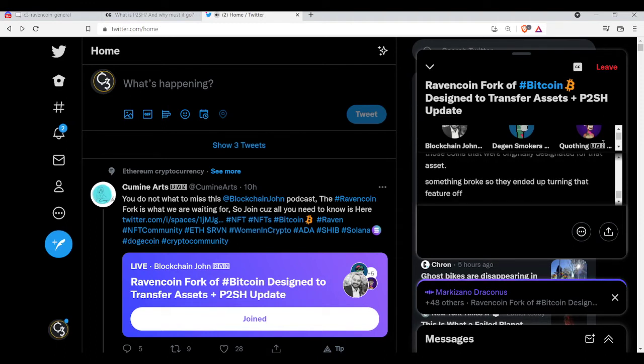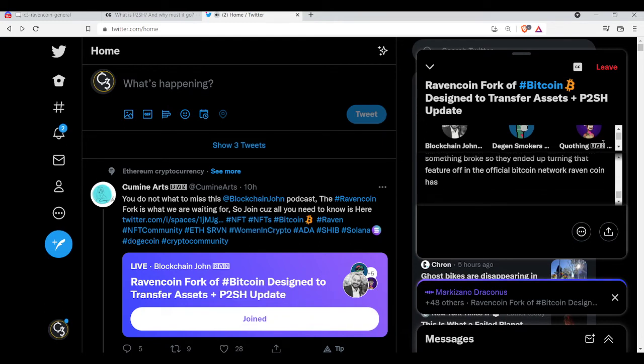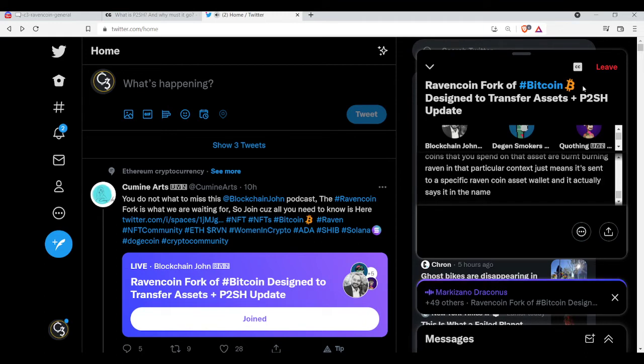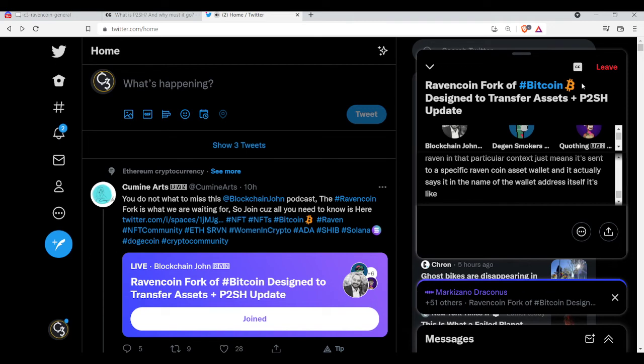Burning Raven in that particular context just means it's sent to a specific Ravencoin asset wallet, and it actually says it in the name of the wallet address itself. It's like XXX Ravencoin asset XXX or something like that. So when you create an asset, you're actually sending your coins to a burn address, so those coins can never be respent or repurposed for anything else if you're creating an asset on it.